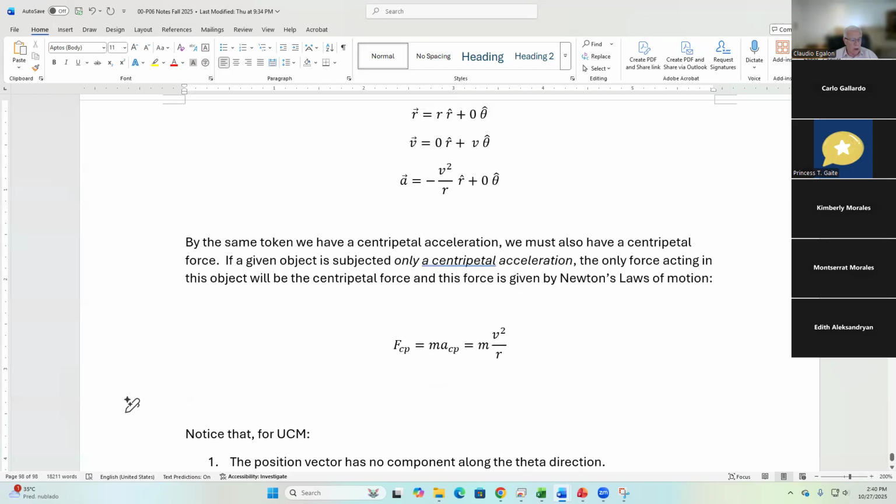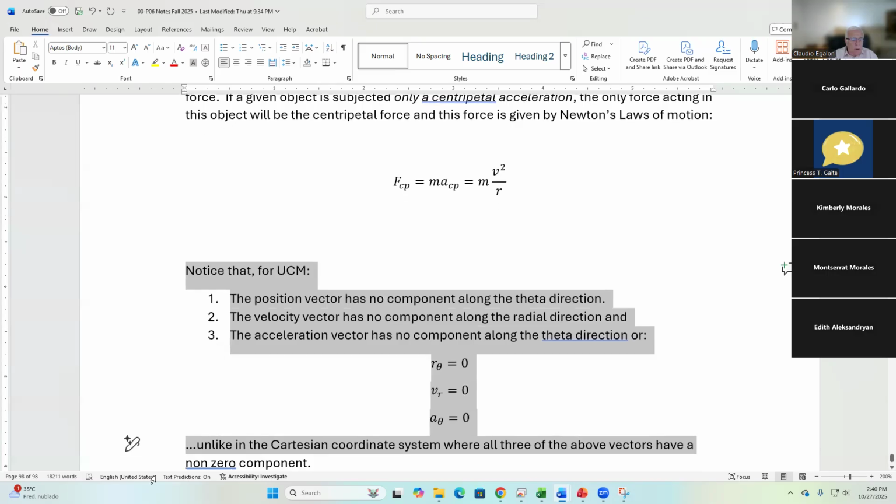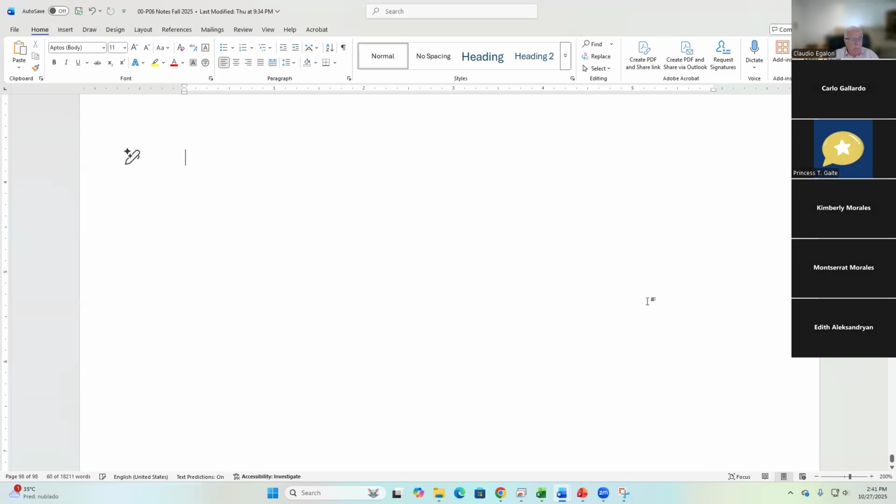If the motion were not uniform circular, let's see, I need to copy this one and paste elsewhere.